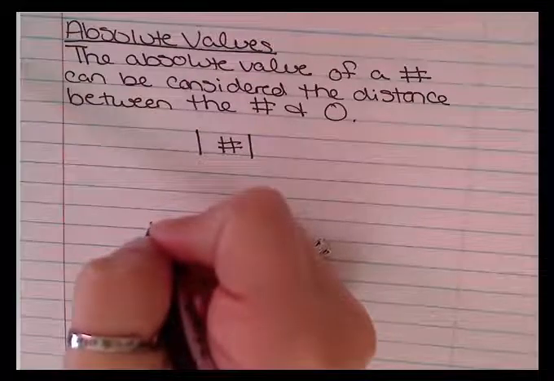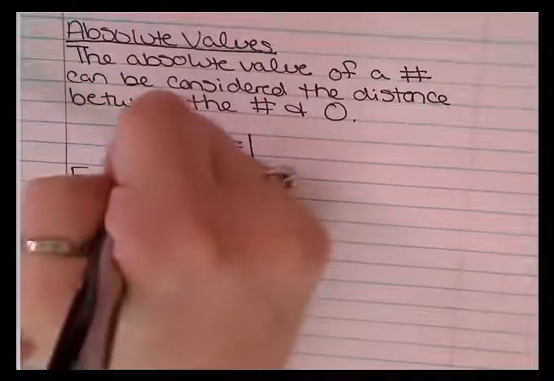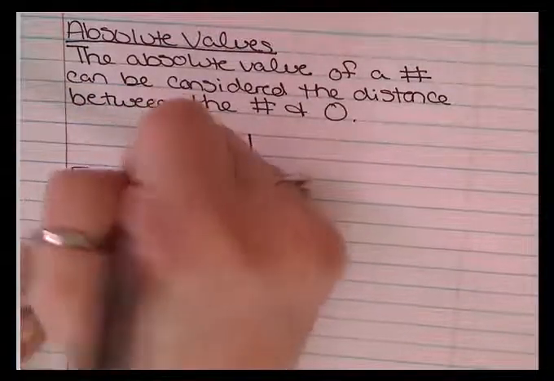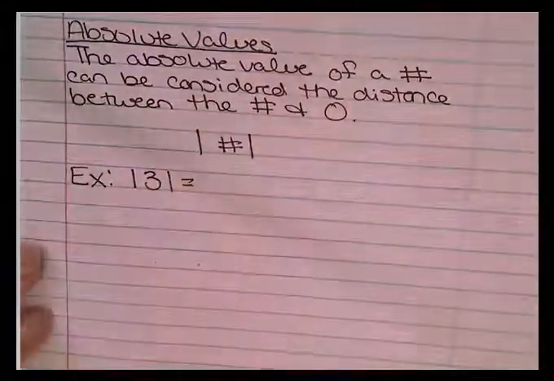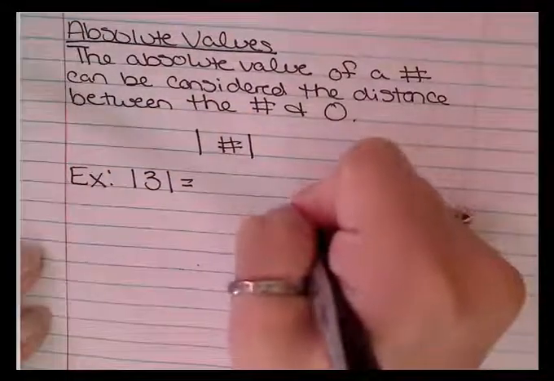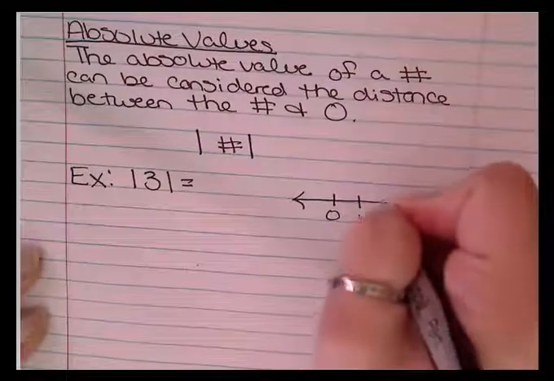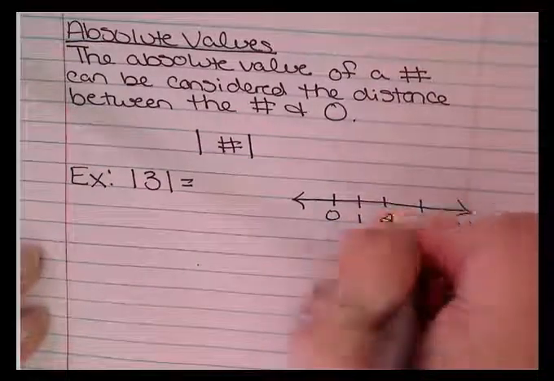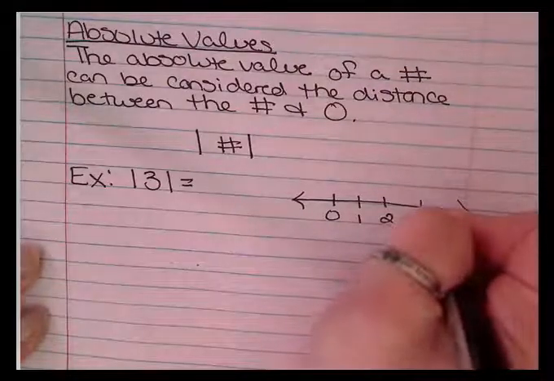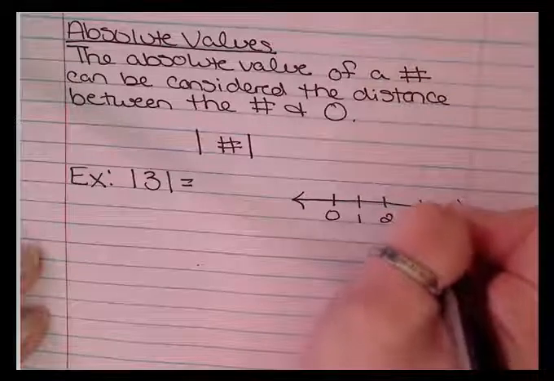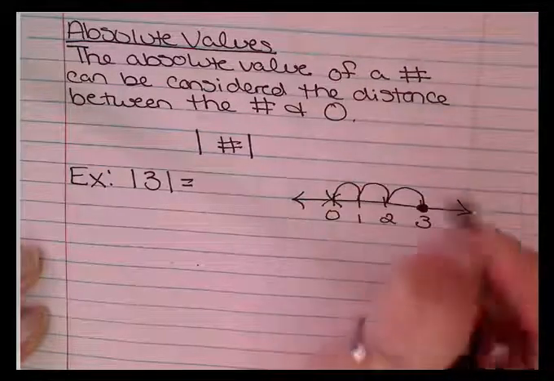So let's look at an example. We have the absolute value of 3, and so we need to know what does that equal. So let's look at a number line, and we have 0, 1, 2, 3. So we want to know how far away is 3 from the number 0. So we're starting here, and we're going to go back 1, 2, 3. We went back 3 spots, so the absolute value of 3 is 3.